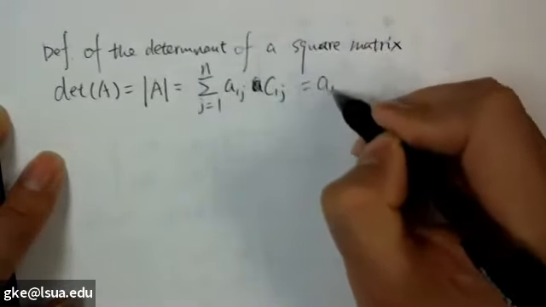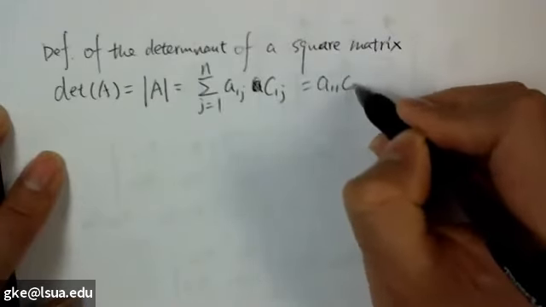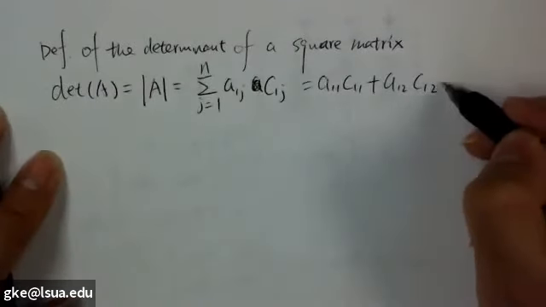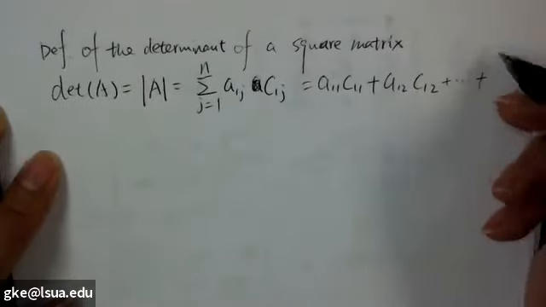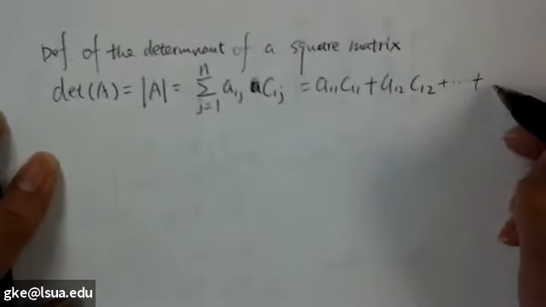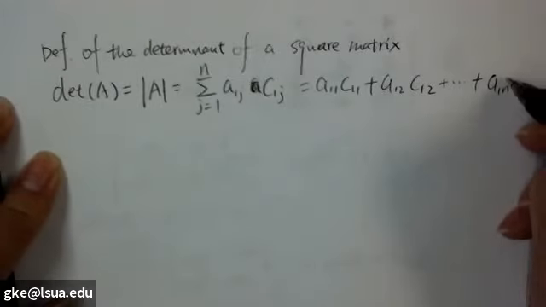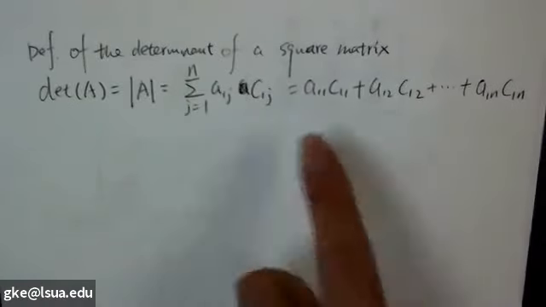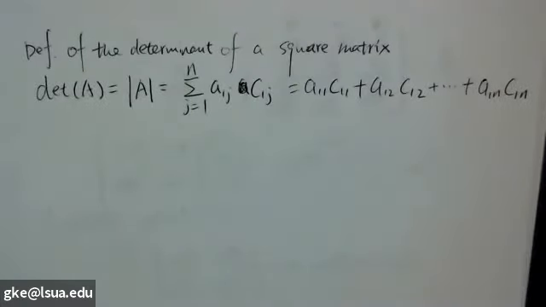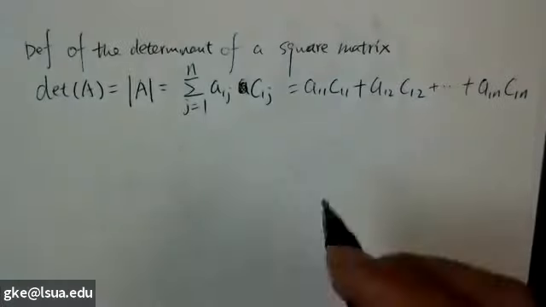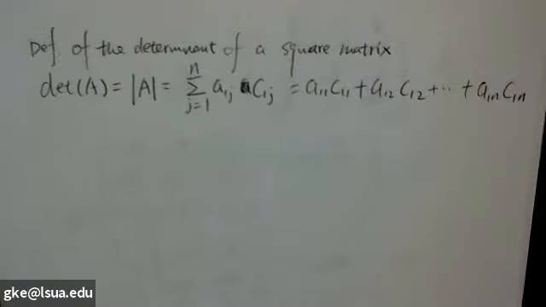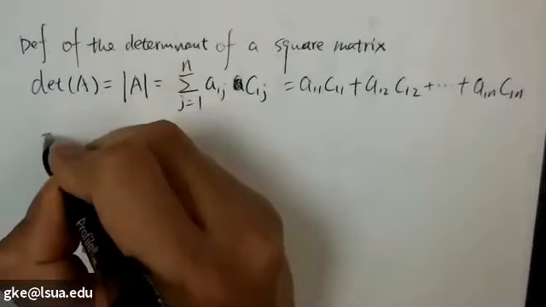and we can write it down as A11 times C11, plus A12 C12, and so on, up to A1n times C1n. Okay, we use this method to calculate the determinant. Or you can use another way; later I'm going to introduce another way. So let's take a look at the example.